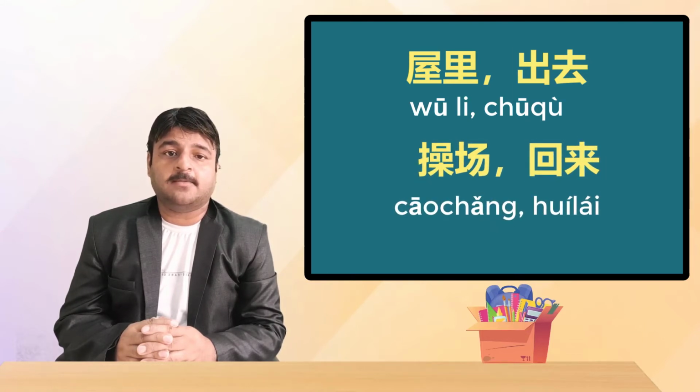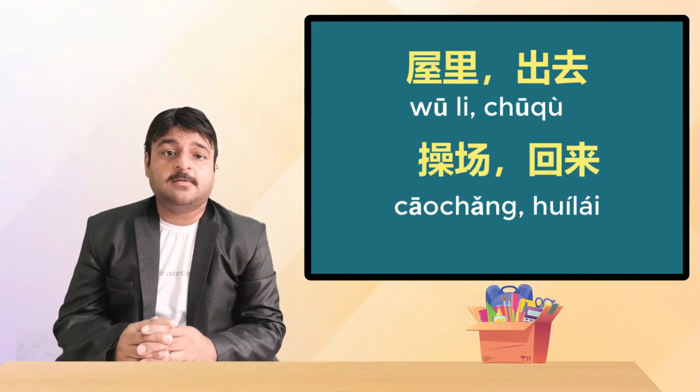Hui lai, come back. Ding Wen came running back from the playground. The speaker is not in the playground, but Ding Wen came back from the playground towards the speaker. That is why hui lai, came back. Had it been hui qu, that would have meant a direction where Ding Wen is going away from the speaker.